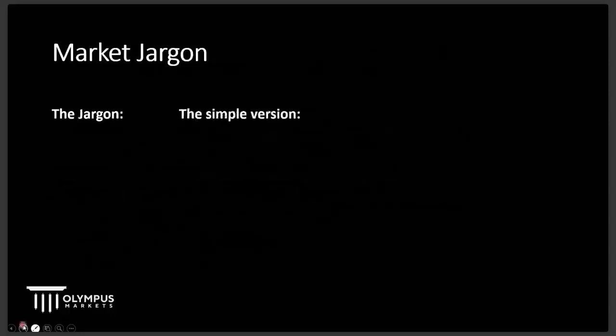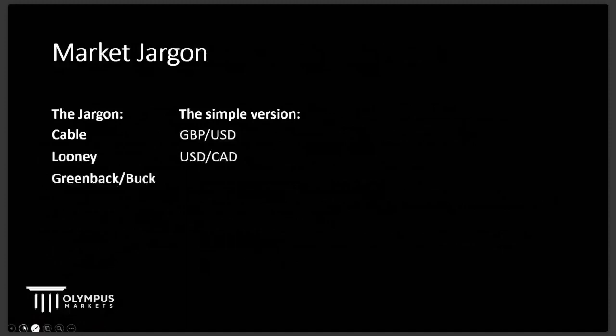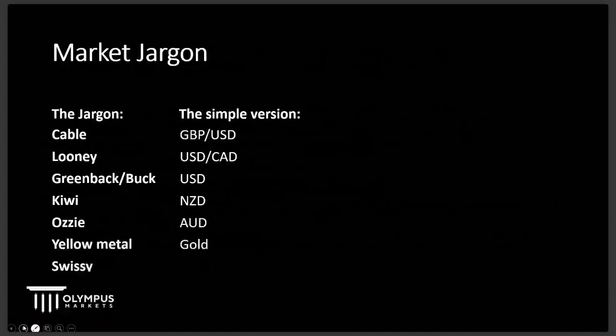As well as that, we then have different nicknames for currency pairs. We have the cable, which is the British pound, US dollar. The loonie, which is US dollar, Canadian dollar. Greenback, or the buck, nicknames for the US dollar. Kiwi, surprisingly named for the New Zealand dollar. Aussie, go and have a guess. You've got it, Australian dollar. The yellow metal, which is gold, and the Swissy, which you've guessed it, is the Swiss franc.